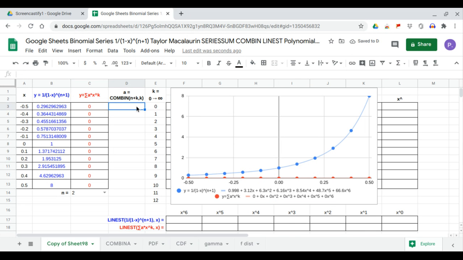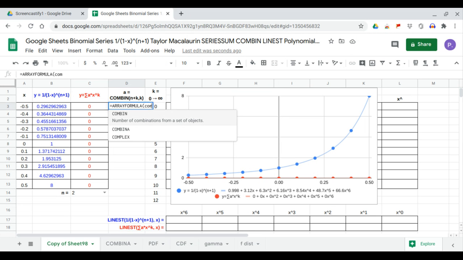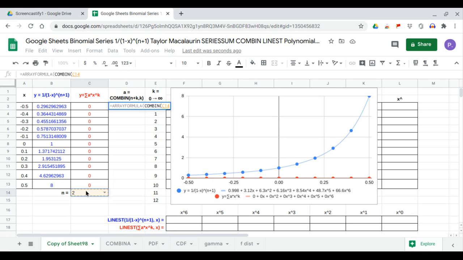Now we can continue with the coefficient, which is equal to array formula combine n plus k, n plus k, comma k.